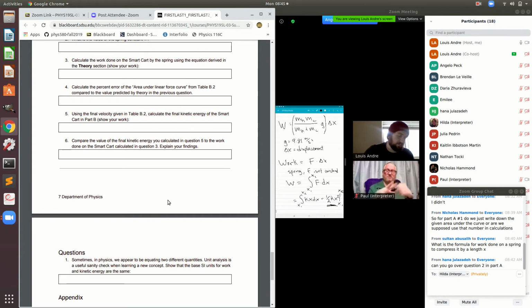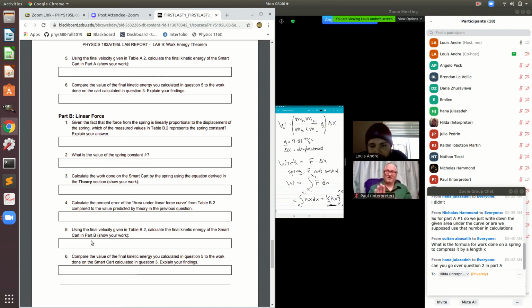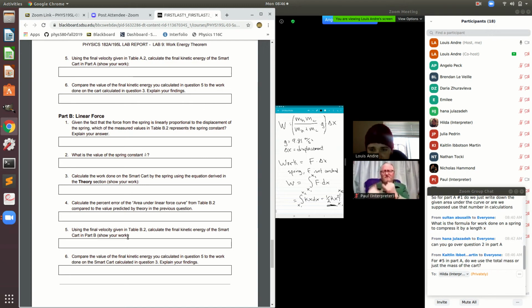That's another expression. I didn't really talk about the energy of springs at all, but you're not going to have to use that here. You're just going to go ahead and use the values given to you in the lab. So that basically just means use the equation from the theory section to find what the work done should be for number 3 on part B, and write down the area for part 1. For part 5, calculate the final kinetic energy, and that's it. You don't have to worry about the variable force too much.